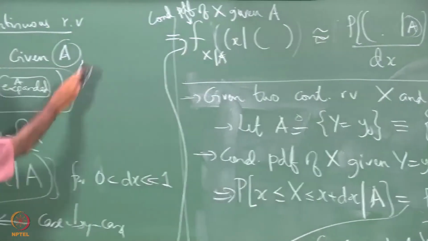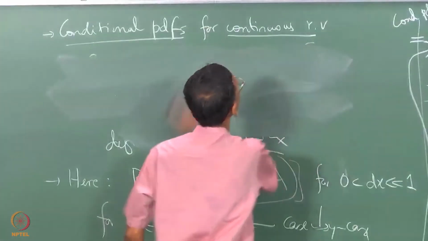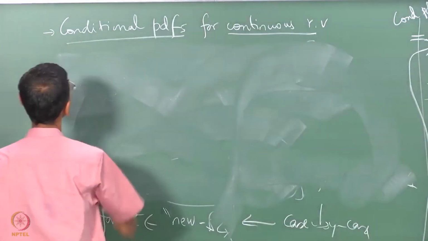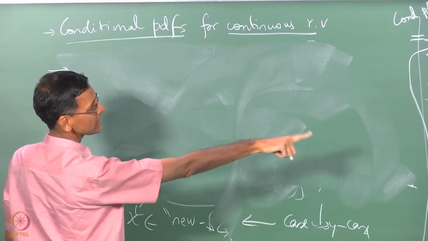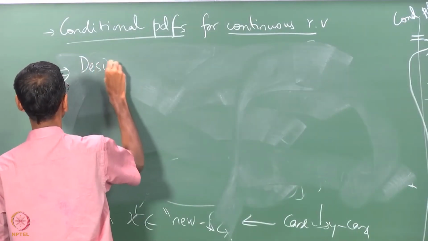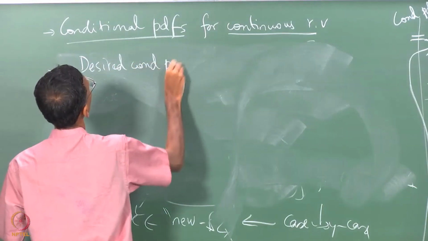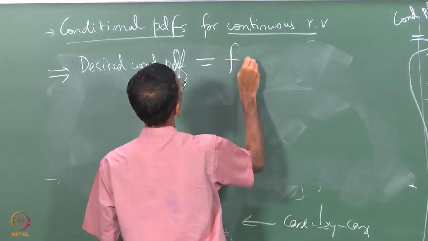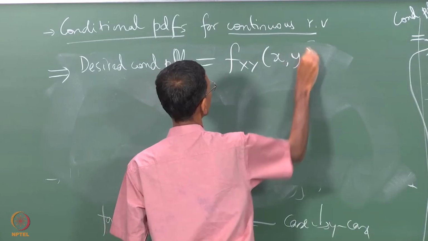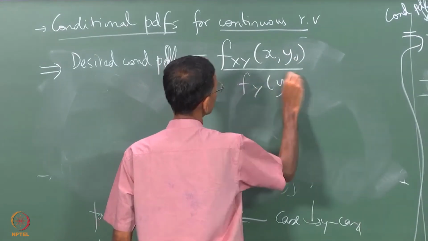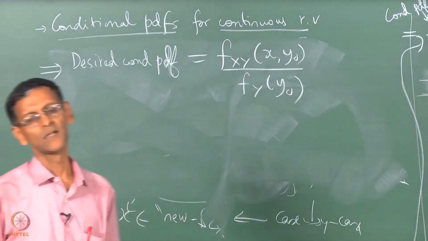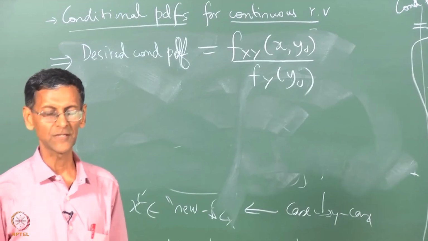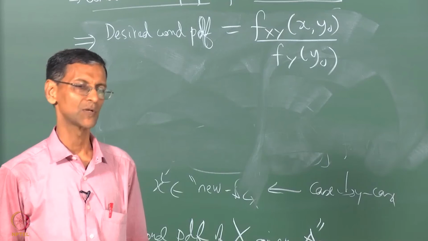So now I can erase all of this and write the most important relationship that we need, which implies that this conditional PDF, let me put desired conditional PDF, I need to have notation for this, equals f_XY of x comma y naught divided by f_Y of y naught. It is just a ratio of joint divided by marginal, just like we have had all the time, except that we are only dealing with PDFs and not PMFs or anything else, right.